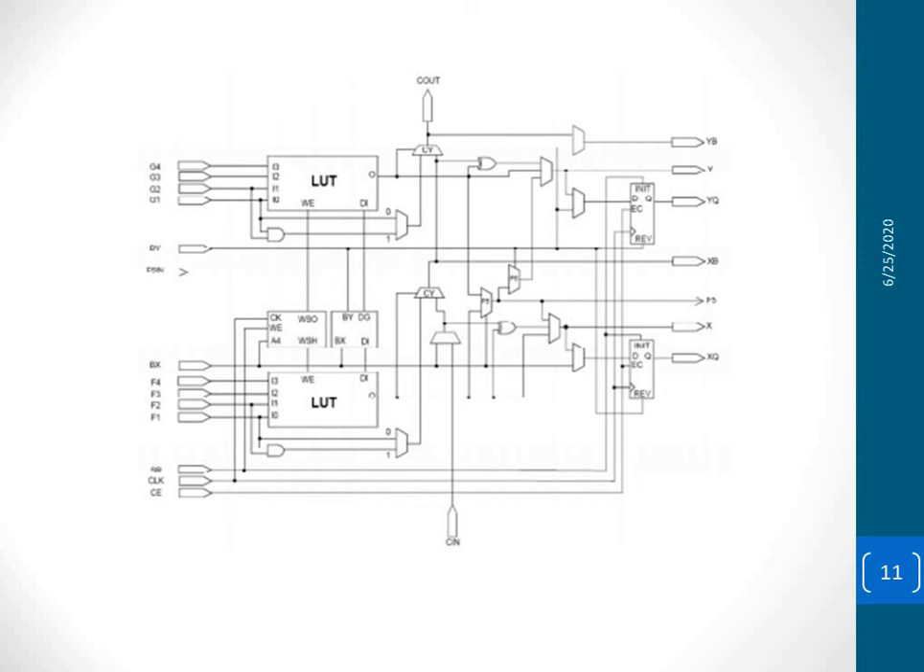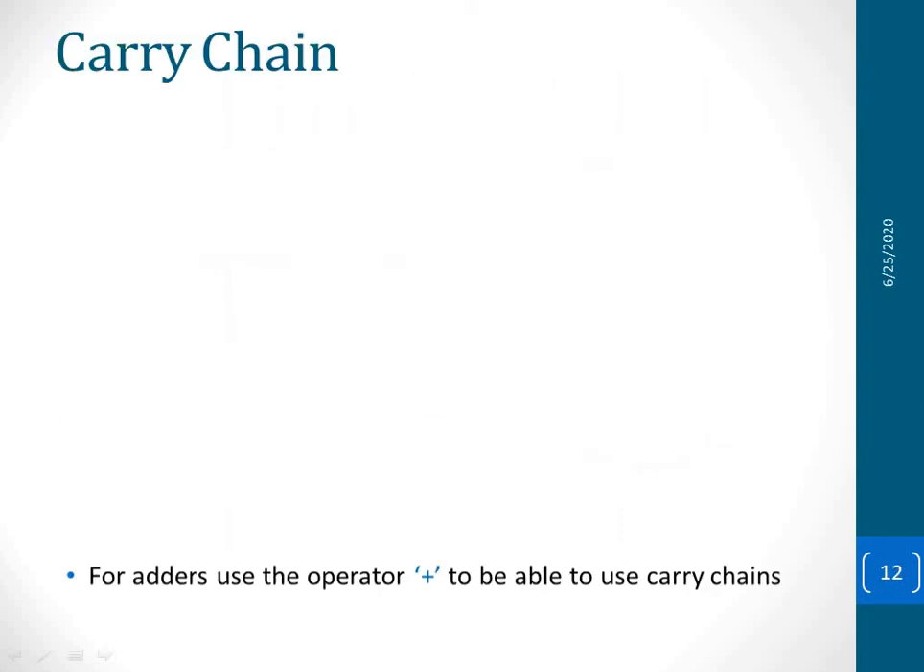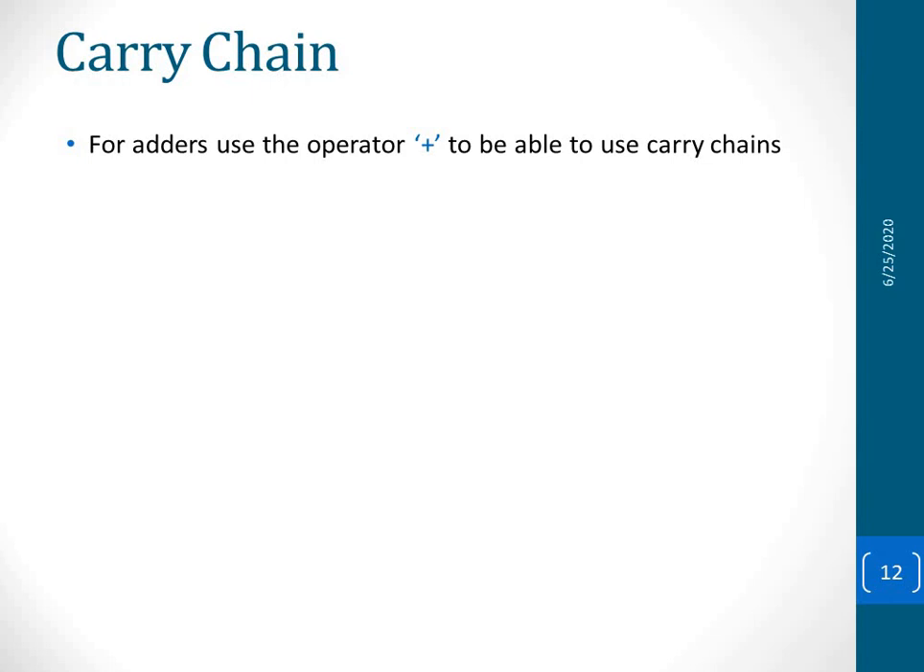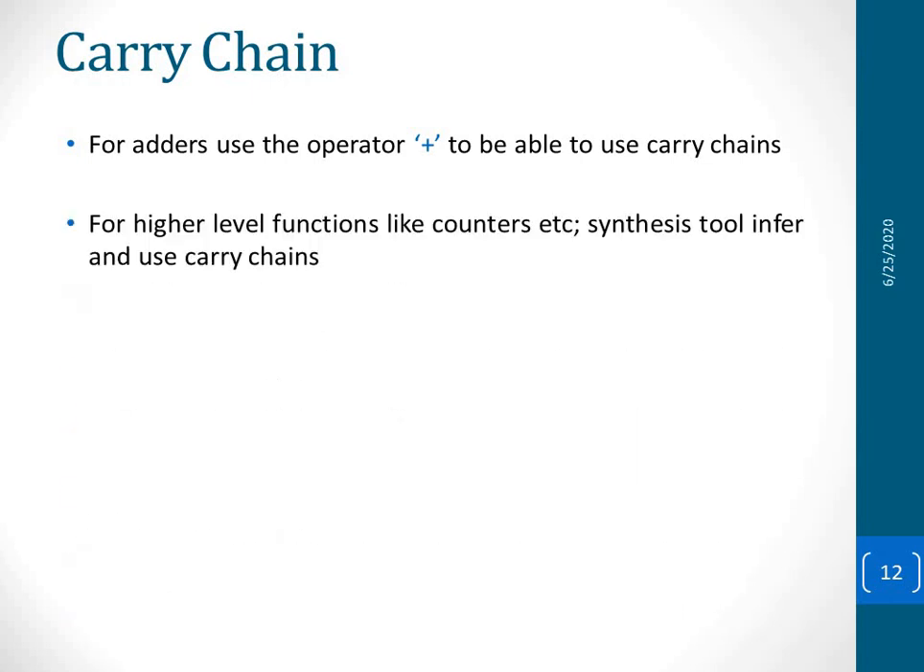So this is such an example of the Spartan 6 family. You can see here the lookup tables that we have. This is carried in every stage, CY, wherever you see, it is carried, and finally we get the output as Cout. So such an implementation will be done using the carry chains. For our adders, use the operator plus to be able to use carry chains. For higher level functions like counters, synthesis tools infer and use carry chains.